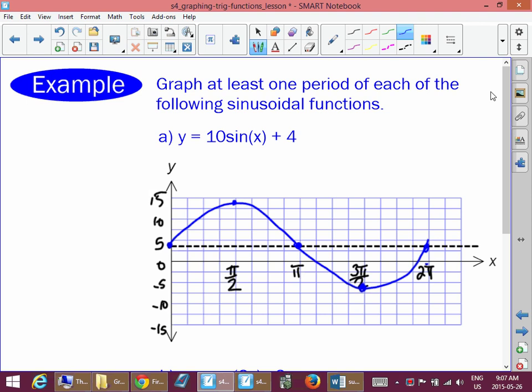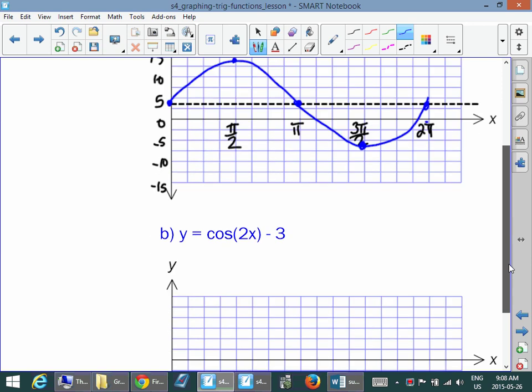So we first located the vertical axis. We made sure our vertical scale accounted for the fact that the amplitude was 10. So that means that the graph went up 10 and down 10 from that axis. And then the period was a standard period of 2 pi. And there was no horizontal shift to worry about in this question. Okay? Pretty standard, easy graph compared to what they can get like.